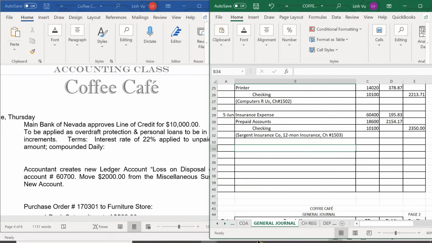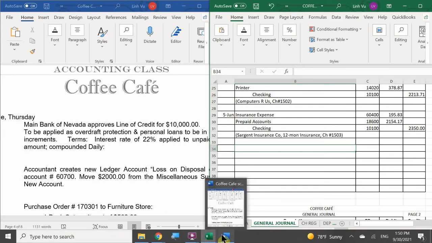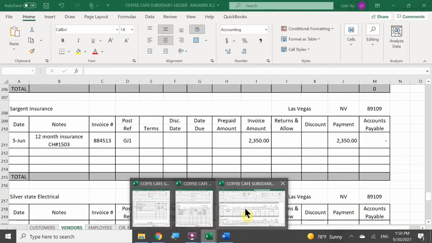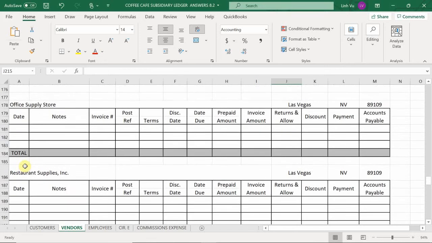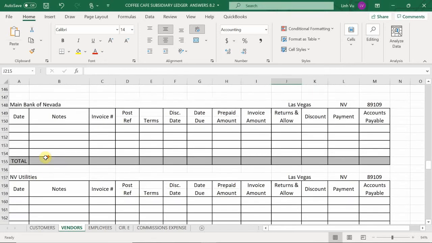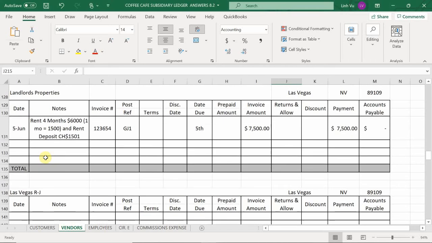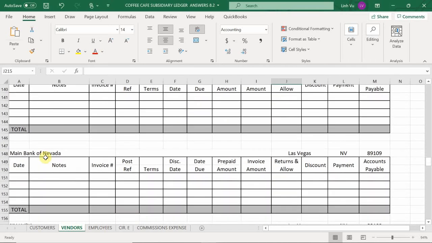So since this is extra information, I don't need to journalize it. However, I should put it somewhere. We have a place called the subsidiary ledger. Because a bank is our vendor; Main Bank is the bank that we use. So let's go ahead and find that vendor real quick. That's Main Bank of Nevada.